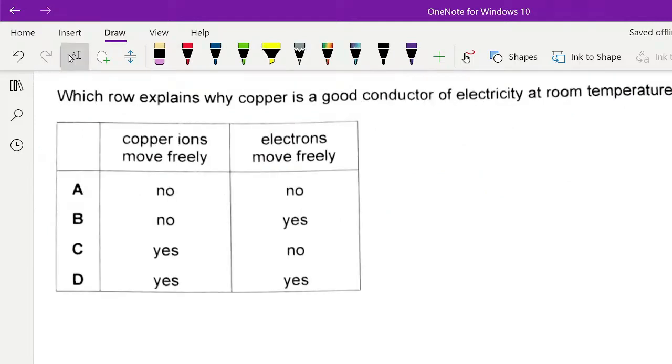Why is copper a good conductor of electricity? Again, copper is a metal, so it conducts electricity because the electrons move freely. So this is correct, right? But the copper ions, the metal ions, they do not move around. So B is the answer.